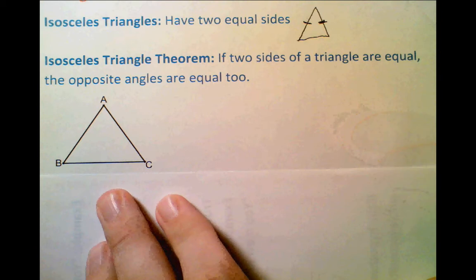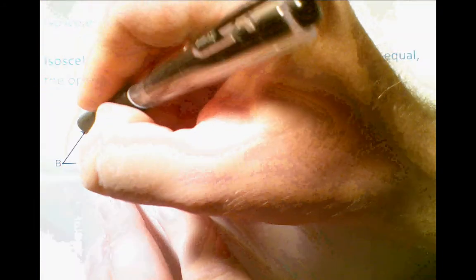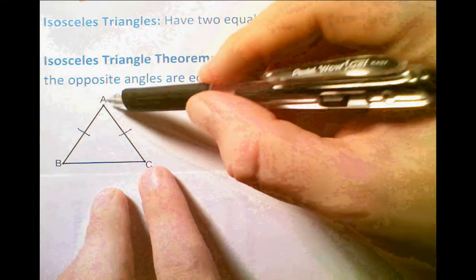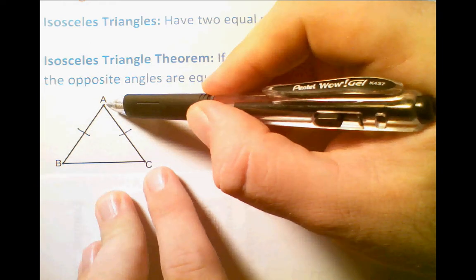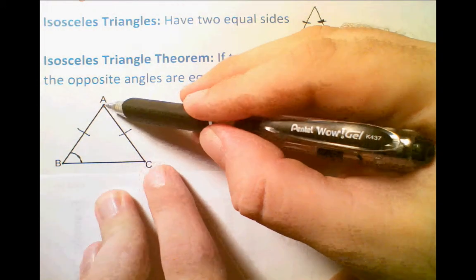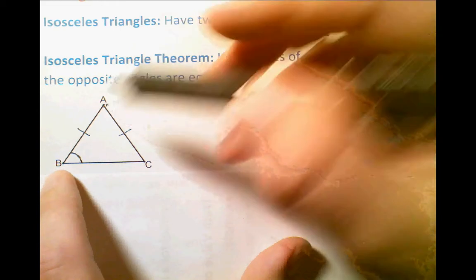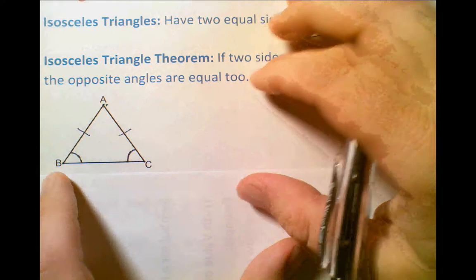Now, for example, if I know that AC is congruent to BC, they're the same size, then the angle opposite AC, which is basically the letter that's not involved in the side, is angle B. And then the angle opposite BC, which is A, is going to be equal. Okay?